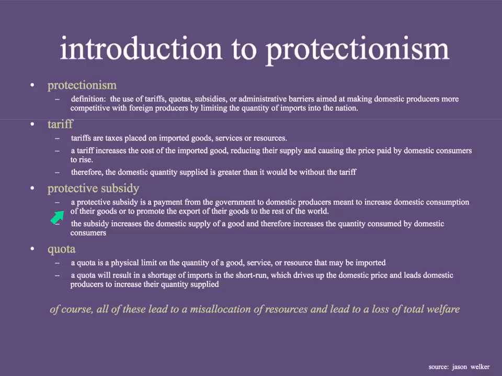then the result will be that the United States, let's say, will produce more corn, as a result of the subsidy, because that lowers the cost of the factors of production, and as a result that'll lower the cost of corn, and therefore U.S. producers will be more competitive on the world market. The subsidy, the impact would be increases the domestic supply of a good and therefore increases the quantity consumed by domestic consumers. And lastly, before we move on, you got to know what a quota is.